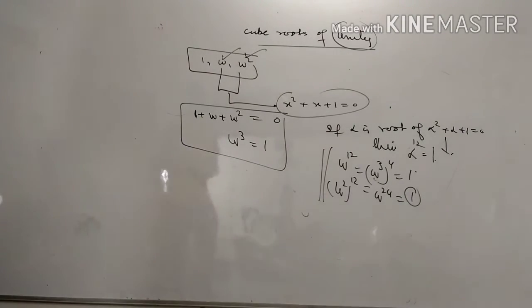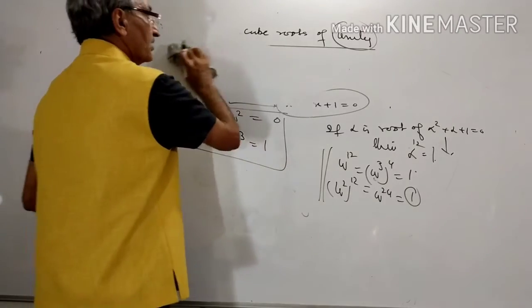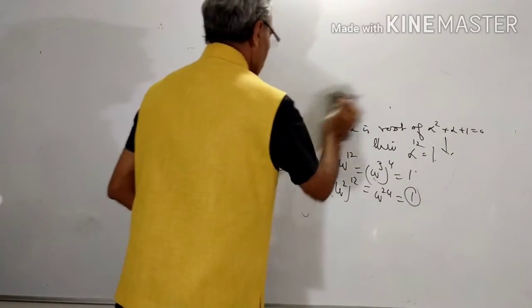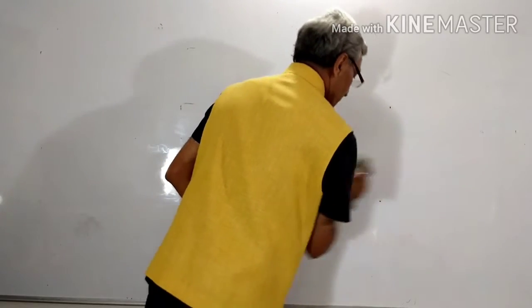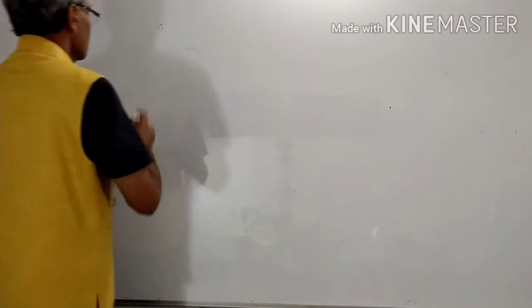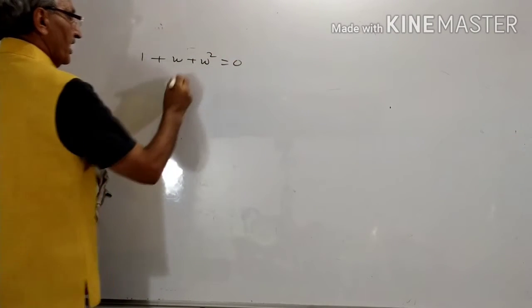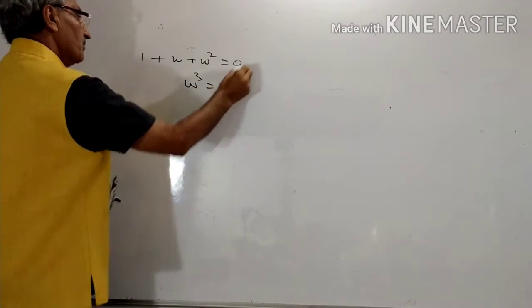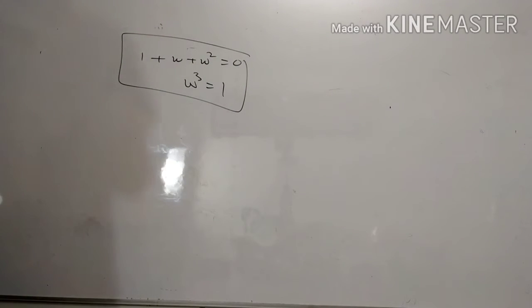So here you can do the question based on these two properties. One, I just said cube root of unity are 1, omega and omega square, and the sum of them is always equal to 0, and omega cube is 1. I am using these two properties to do some questions which have been asked in the examination, like this.